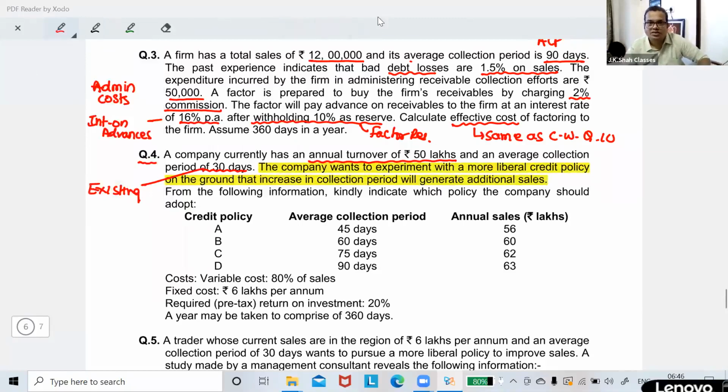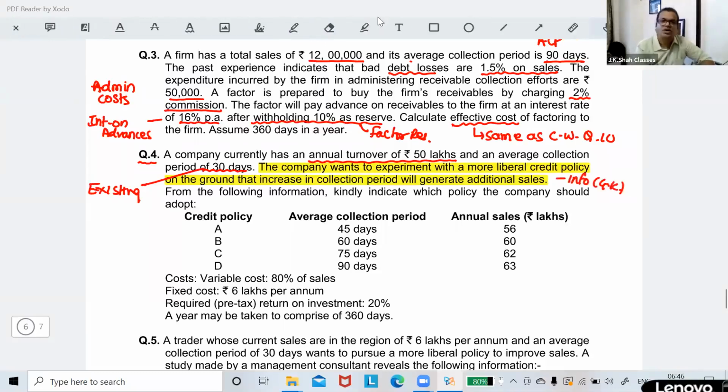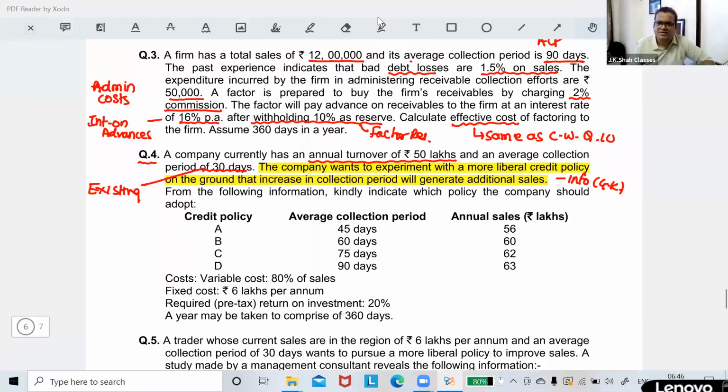Info. Just info, just GK, just time pass. Okay, you all know that this is how it happens. From the following information, kindly indicate which policy the company should adopt. Okay, fine. Policy A, B, C, D.